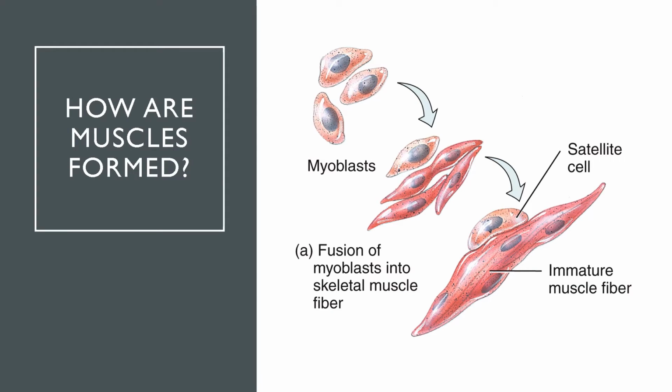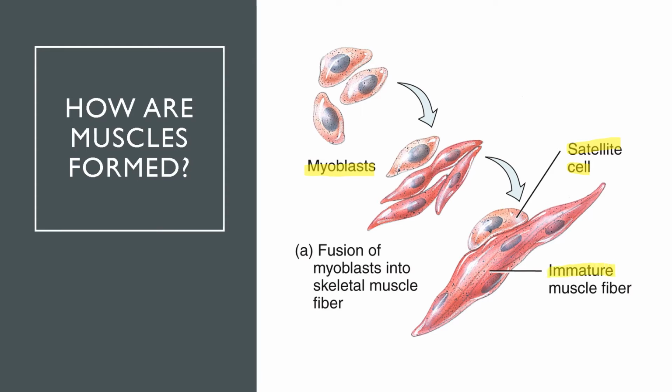Now muscle is really cool because it can regenerate itself. Now muscle stem cells, called satellite cells, divide during injury or during development to produce many myoblasts. These myoblasts can then fuse together to form a multinucleated muscle fiber. So you can see they fuse together to produce this immature muscle fiber.